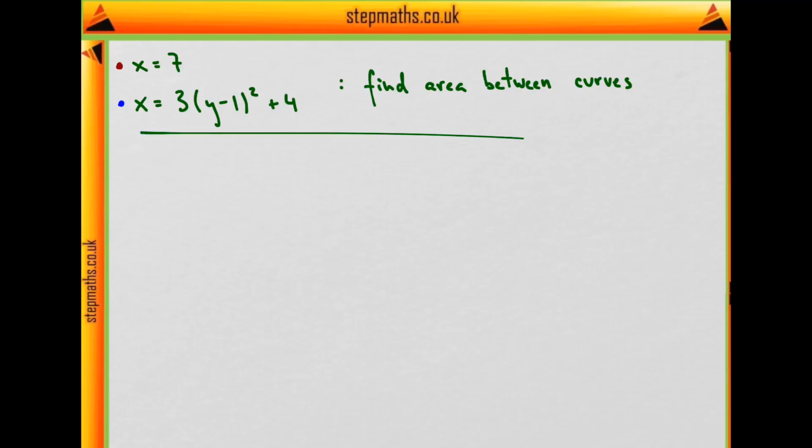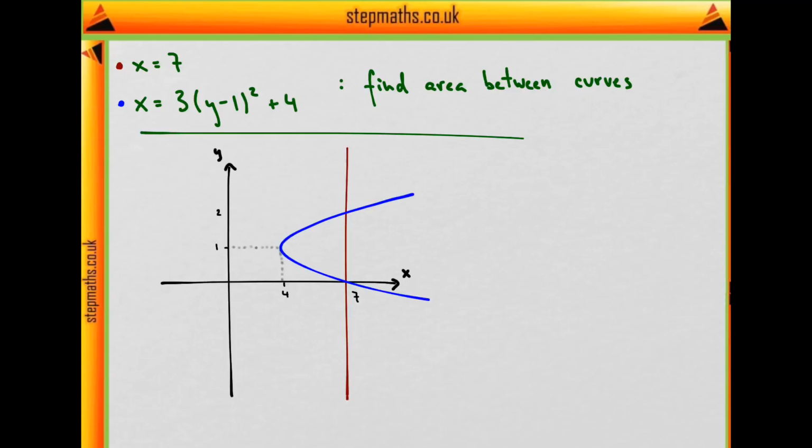So why don't you give it a go yourself? So here they are, and let me just point out some features. x equals 7 is easy, that's just a vertical line at position x equals 7. And the blue curve is a parabola, but maybe not in the usual orientation as you would know it. It opens to the right.